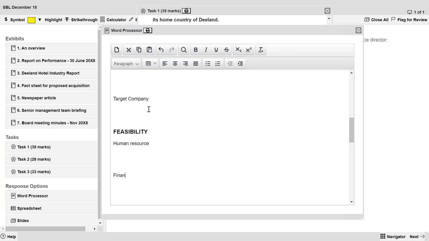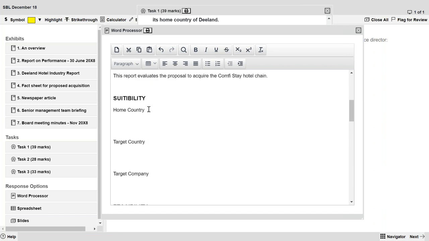Under feasibility, you need to talk about human resource, financial resource, IT/brand. Under acceptability, you will talk about financial projections. Correct? So I just laid down the skeleton.